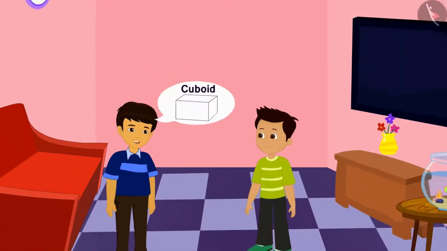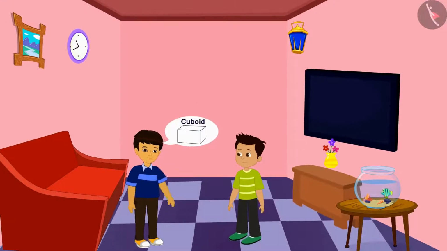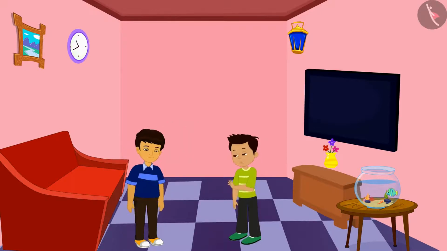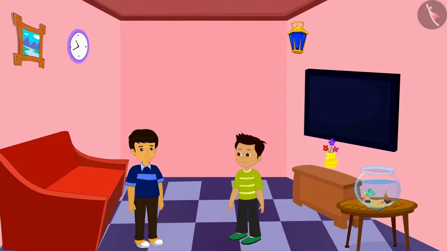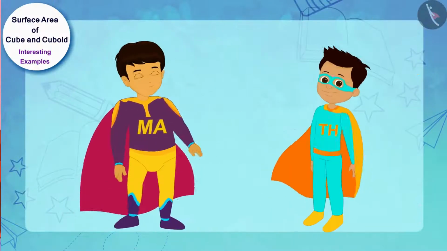The walls of your cuboid-shaped room seem to be very high. How tall are they? I don't know. Can we find it? Absolutely. We can find it by using mathematics. It is math time!